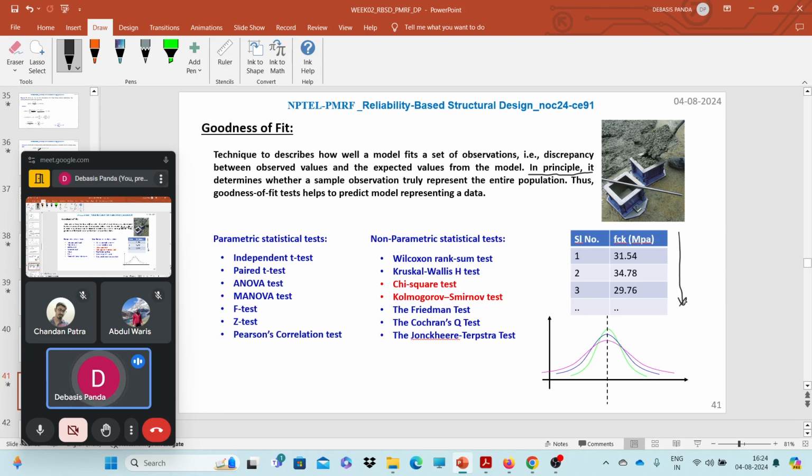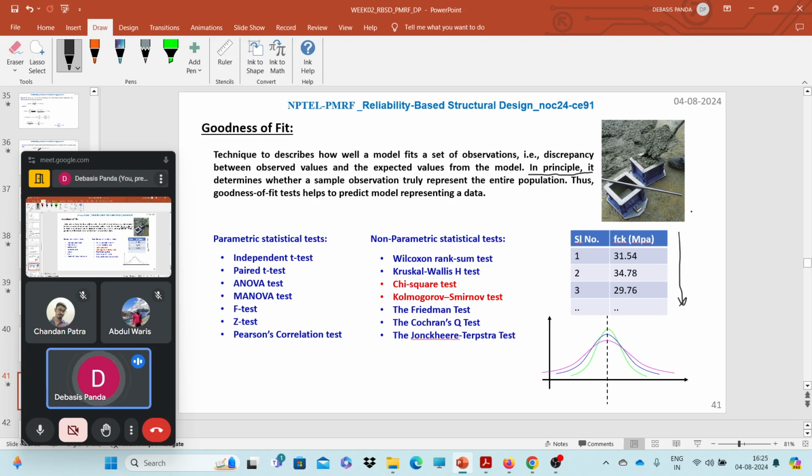That means here we are not calculating a value or a particular function, which we call the estimator. Here we are directly proposing some hypothesis that my data will follow this distribution or not.